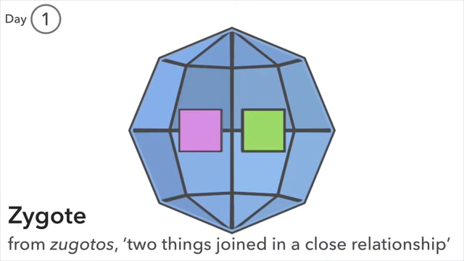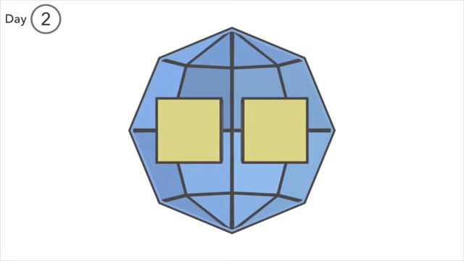Day 2. The first mitotic division of the zygote occurs around 30 hours post-conception, producing 2 blastomeres. Blastomere means sprout segment, because one blastomere is one segment of the developing human sprout.